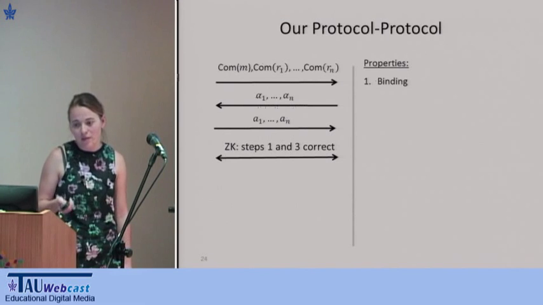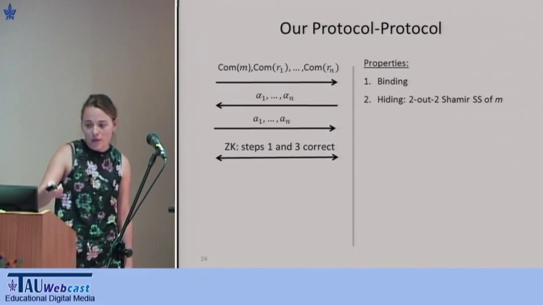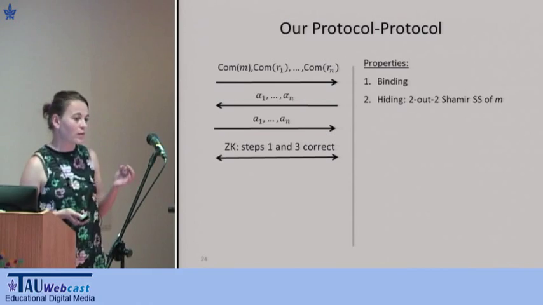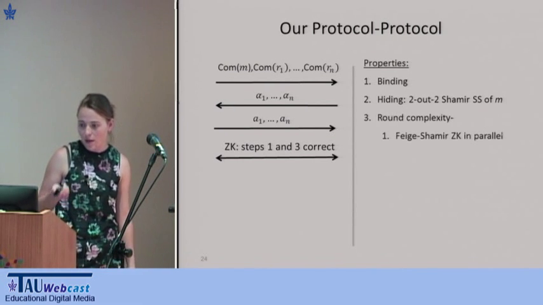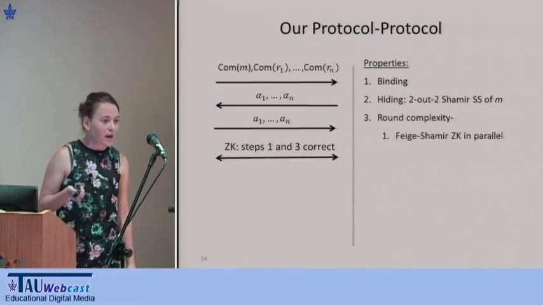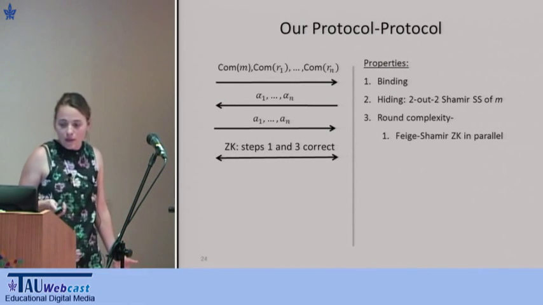So let me just tell you other properties of our protocol. It is binding, of course, because the commitment we use is statistically binding. Hiding comes from the hiding of the commitment, the zero knowledge, and the challenge response, where we reveal only 1 point in each line. So it's like 2 out of 2 Shamir secret sharing. Round complexity. I promised 4 rounds, but I showed something like 8 rounds. Okay? So how do we do that?